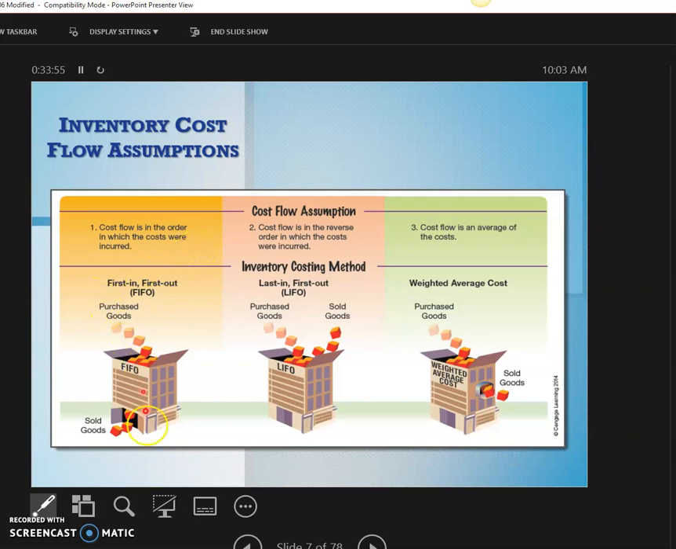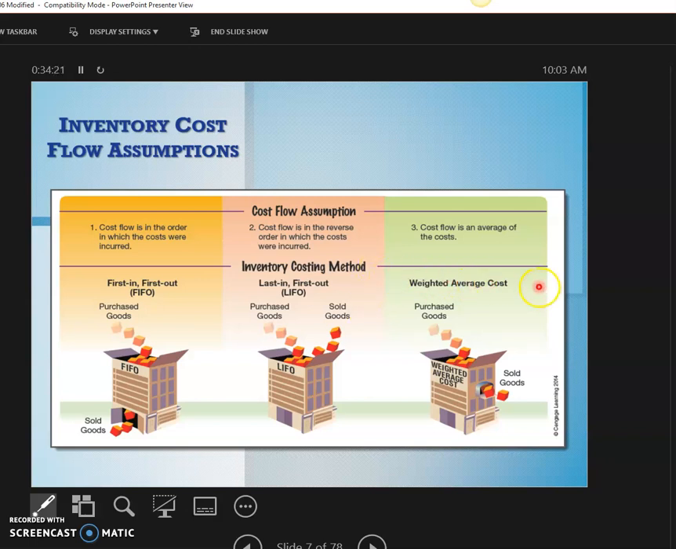The first cost in is the first cost out the door. When we move to LIFO, it's the opposite. So cost flow is in the reverse order in which the costs were incurred. So the last cost in will be the first cost out. That would be the example of the $12 inventory I bought on Tuesday. When I sell on Wednesday, that will be the first thing going out the door.